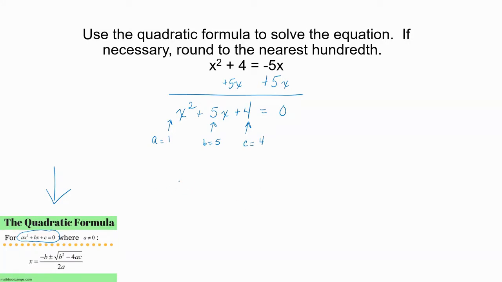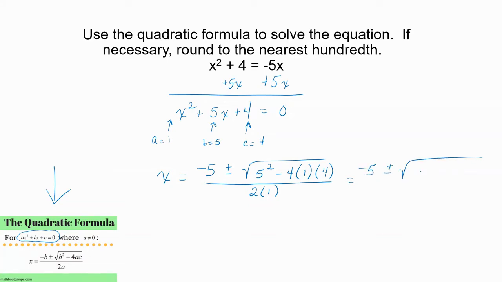Now I'm going to make these substitutions in our quadratic formula. So I have that x is negative b, so that's negative 5, plus or minus the square root of b squared, so that's 5 squared, minus 4 times a, which is 1, times c, which is 4, all divided by 2 times 1. So let's simplify underneath that square root. So I know that 5 to the second power is 25. And then I know that 4 times 1 is 4, times 4 again is 16. And then, of course, 2 times 1 on the bottom is 2.